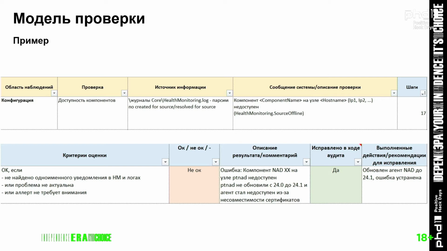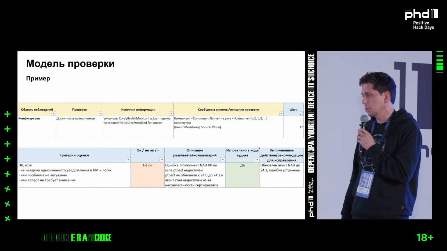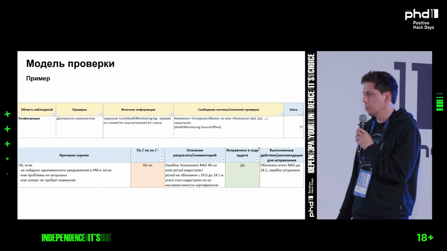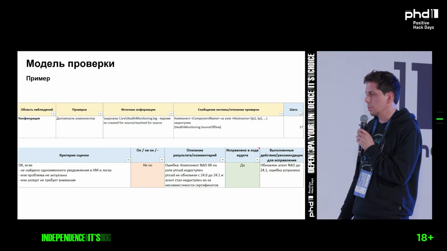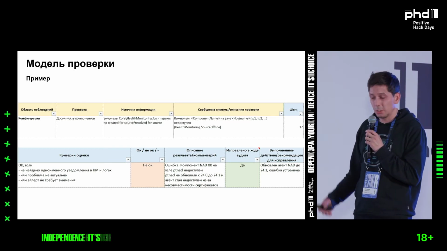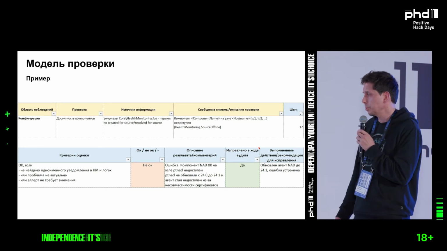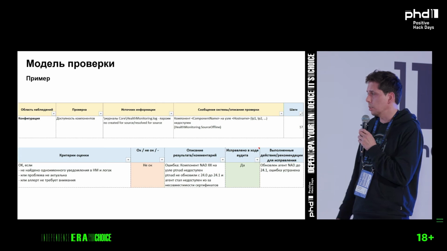Also, we are showing here some top-level assessment criteria. In particular, here it says that the result is not okay because a particular component was not available. And the reason for that is that this particular component was not updated from version 24.0 to 24.1, and since the certificates were not compatible, we lost connection to it.